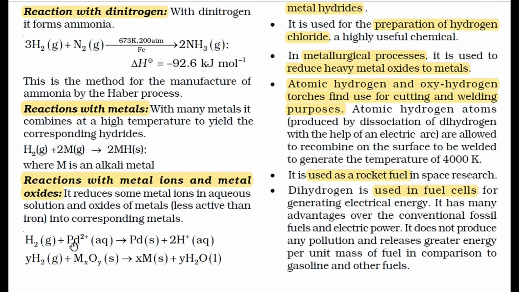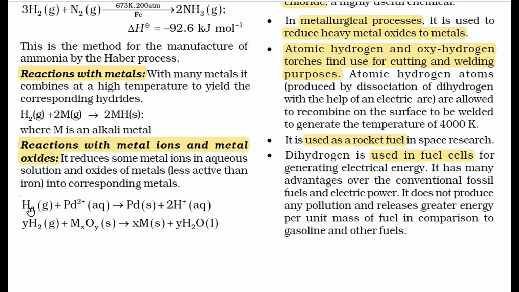So H2 reacts with palladium 2 plus ion. H2 itself oxidizes to 2H plus and palladium 2 plus reduces to Pd. So here H2 undergoes oxidation and behaves as a reducing agent. H2 is a good reducing agent, and that's the reason it could convert the oxides of metal into the corresponding metal. And this is a metallurgical reaction.